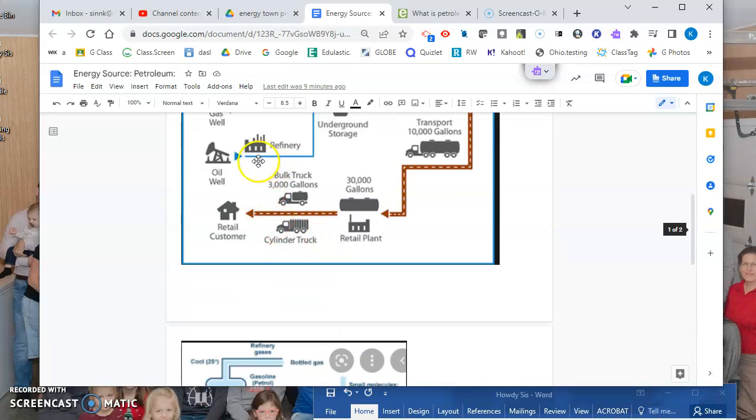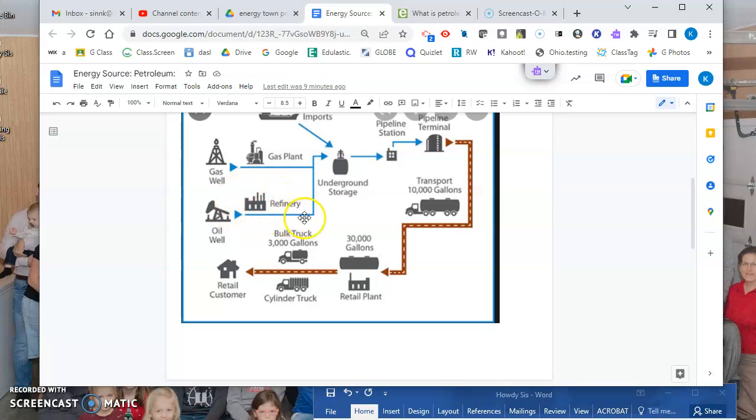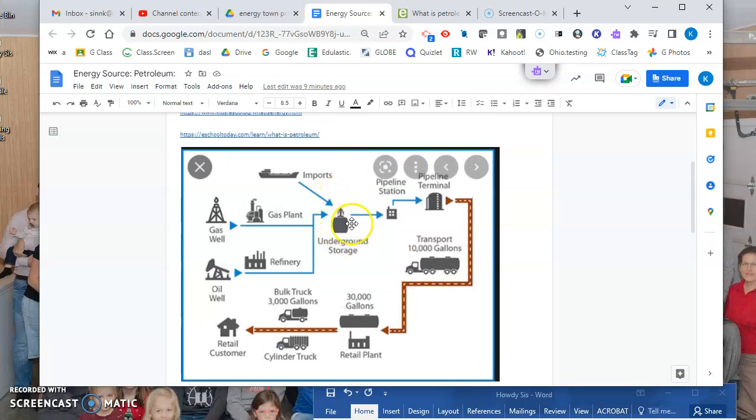Once that happens in this step, it's refined. Then it usually is stored underground because we don't need it right away. Then they pipe it. It's a pipeline, so it's piped to a station and then to a terminal where they can measure it and keep track of it. And then they load it onto tankers, something like this. And then those tankers, for our understanding, take it to a retail plant, so they're going to sell it to a certain company. And then that is sent to a gas station, and then that gas station sells it to the customer.